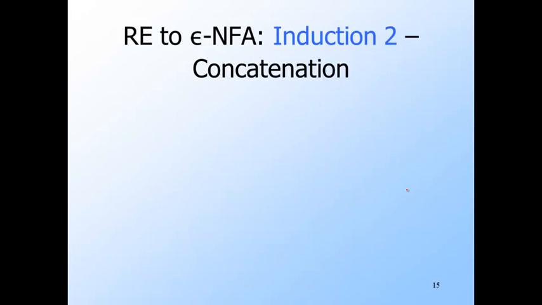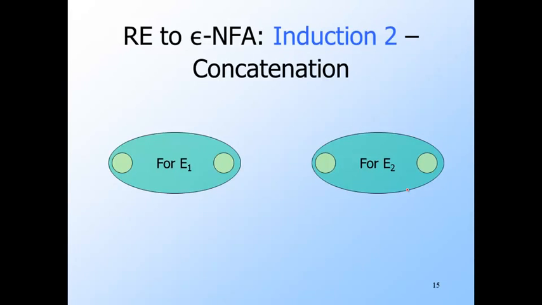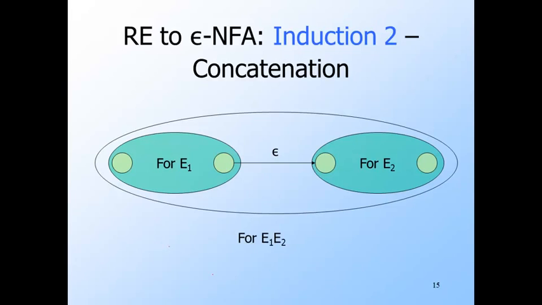Okay. Here's the construction for concatenation of E1 and E2. Again, we assume by the inductive hypothesis that there's an epsilon NFA of the right form for E1 and ditto for E2. We add an epsilon arc from the final state of the automaton for E1, and that state, of course, then is no longer final, to the start state of the automaton for E2. The start state of the bigger automaton is the start state of the automaton for E1, and the final state is the final state of the automaton for E2. The new automaton is the concatenation of the languages of E1 and E2.